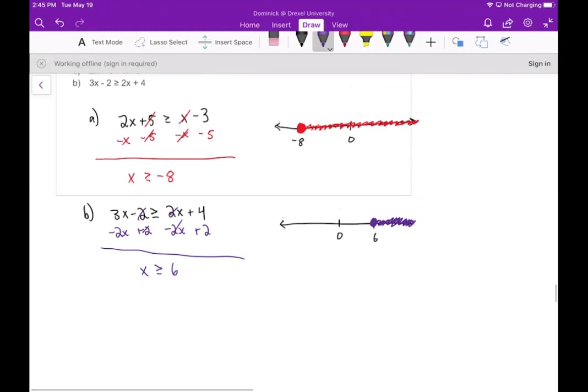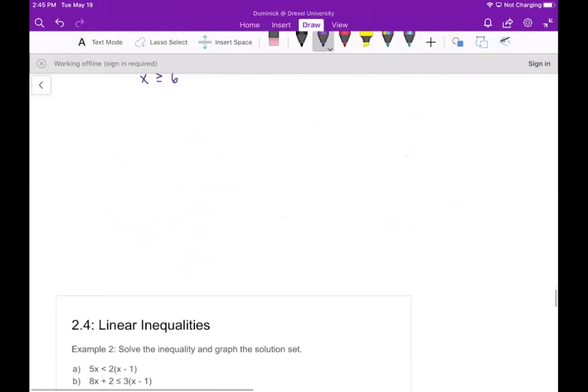By the way, while we're here, we might as well note that in interval notation, this would look something like this, because I'm starting at -8 and I want to include it, so I would use a bracket, and then I take it out to infinity, and infinity always gets parentheses. And then similarly, this one would be bracket 6 to infinity. Okay, so hopefully those aren't too bad.